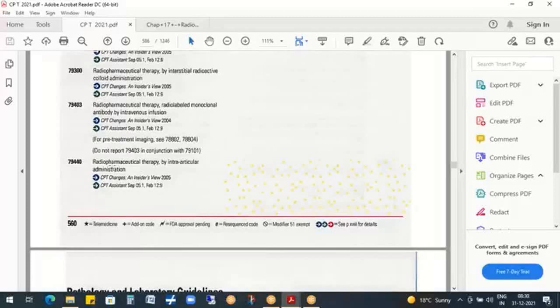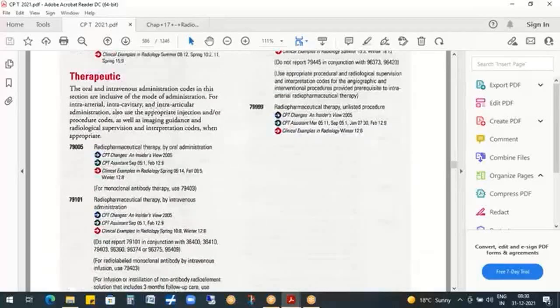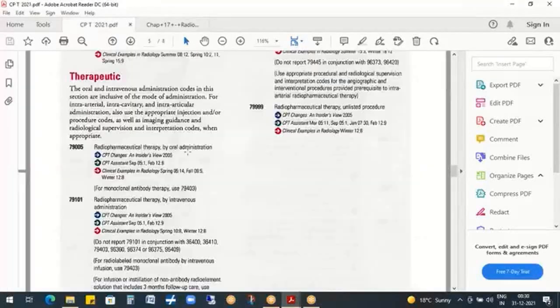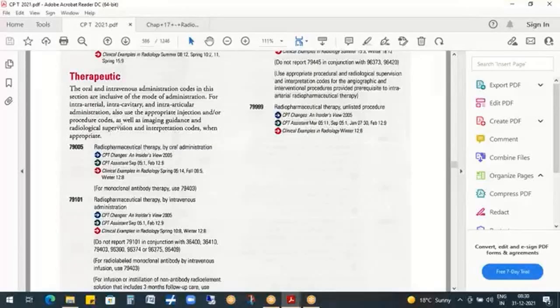If you see here, radiopharmaceutical therapy by intra-articular administration. Now, if I go with the paragraph, can I code for intra-articular administration separately or not? Yes, sir, we need to code intra-articular administration separately. Can I code the guidance code separately or not? You can see here, as well as imaging guidance. Can we code it separately or not? Yes, sir.